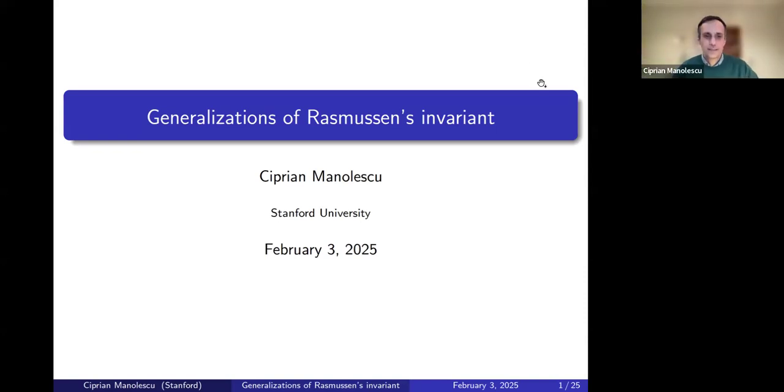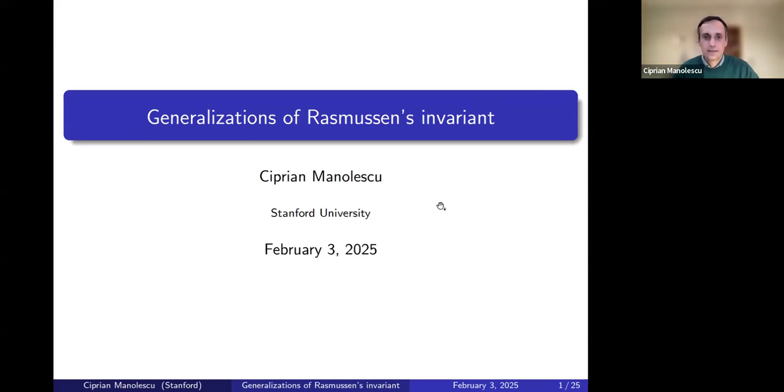Okay, thank you very much for the invitation. It's a pleasure to speak here. I will be talking about several generalizations of Rasmussen's invariant to knots in three manifolds different from S3. It's a survey talk, so some of it will be work that I did in collaboration with other people, and some of it will be just work of other people. Okay, so let's get started.